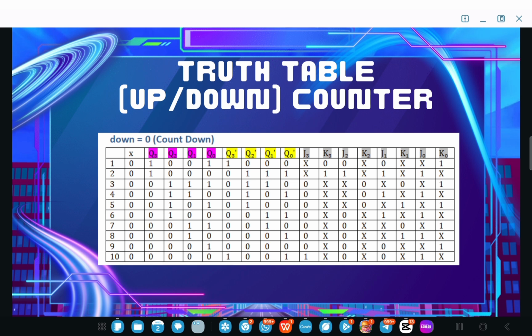The truth table shows all possible states of the counter and how it changes based on the input C. It helps you understand and design the logic needed for the circuit to function correctly in both counting directions.